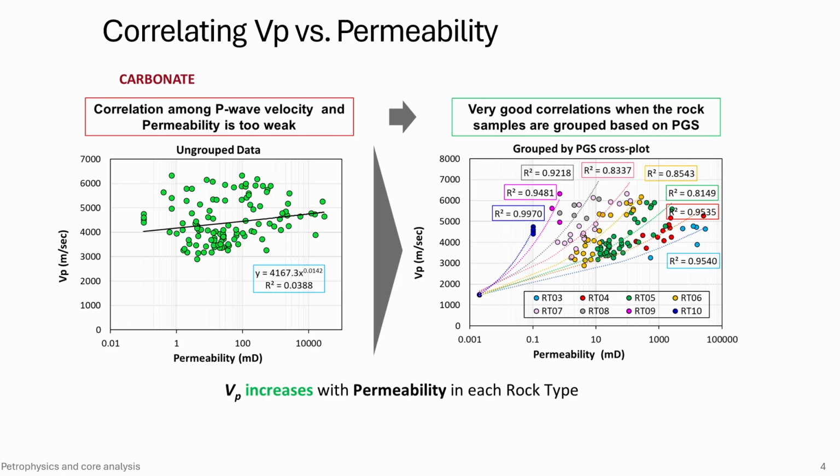Rock physics relationships often improve when we compare samples within similar rock types rather than mixing all facies together. In practice, this means lithofacies classification can significantly improve petrophysical prediction.